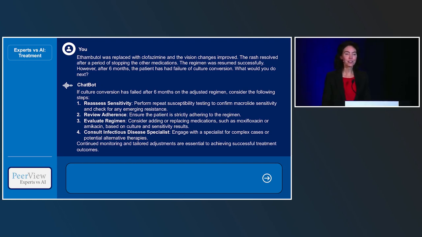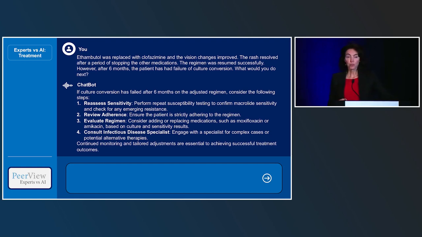Okay, so the AI says if culture conversion has failed after 6 months on the adjusted regimen, consider the following steps. Reassess susceptibility. Hey, that's a good idea. Review adherence. That's a really good idea. Very good idea. AI beat us here. Yeah, we were all focused on our Alice. Evaluate the regimen. Consider adding or replacing medications such as moxifloxacin. Okay, AI, come on now. Consult an infectious disease specialist. Engage with a specialist for complex cases or potential alternate therapies. And continue. So let's review this.